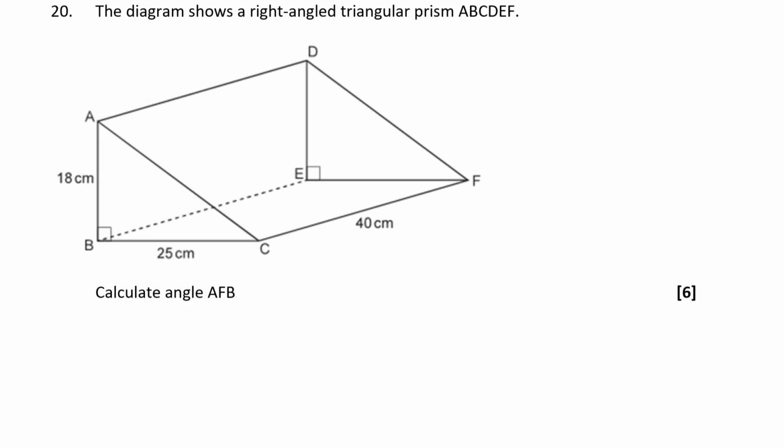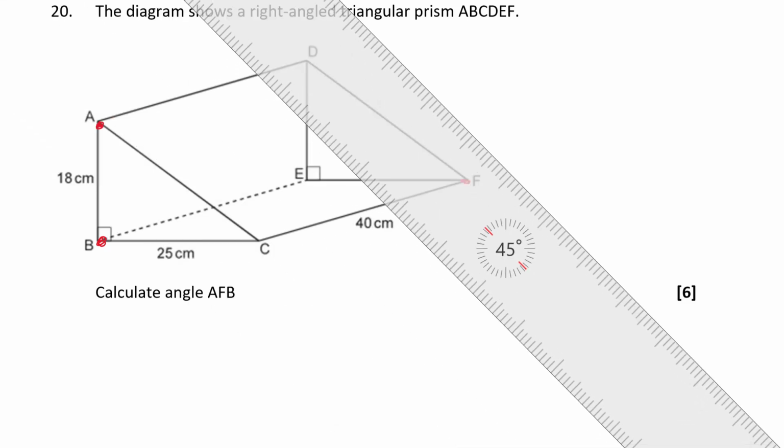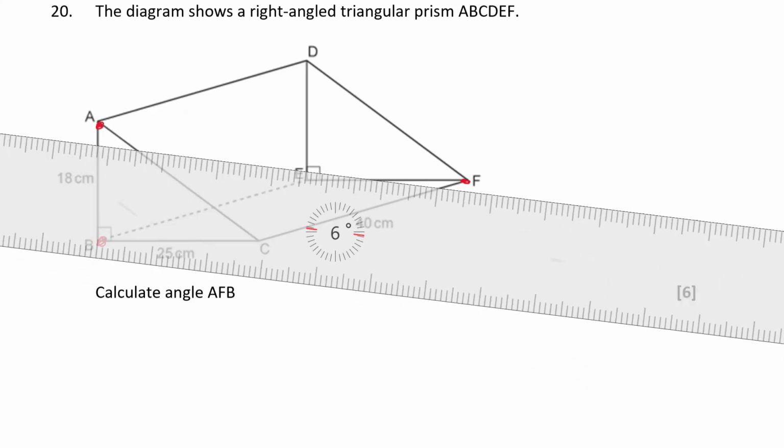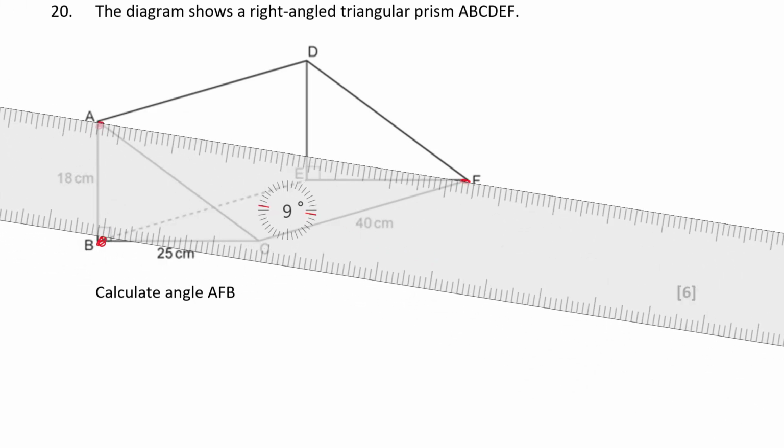Question 20. The diagram shows a right-angled triangular prism ABCDEF, and we are asked to calculate angle AFB. Well, here's A up here, here's F down here, and here's B all the way back over here. So where is angle AFB? It's hard to see in this diagram from the offset. I think I need to add some extra lines in to make it a little bit clearer. So I'm going to draw a line from A to F and then from F to B so we can see this angle a little clearer.